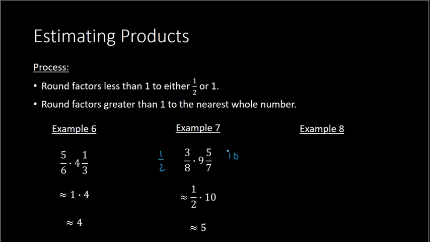And then for example 8, we have 7 and 2/3 times 11 and 2/9. Both of these are larger than 1, so we just simply round each number to the nearest whole number. 7 and 2/3 is closer to 8 than it is to 7, and then 11 and 2/9 is closer to 11 than it is to 12. So we can estimate by rounding to 8 times 11, which would give us our estimation to be 88.